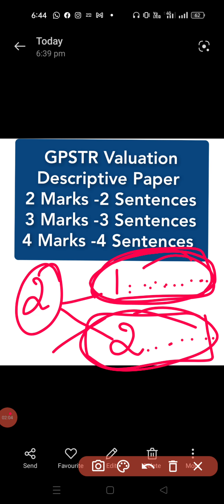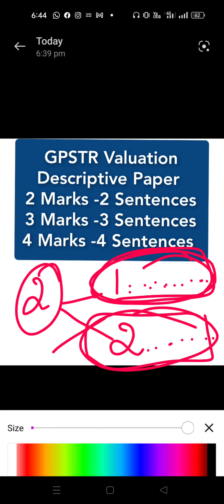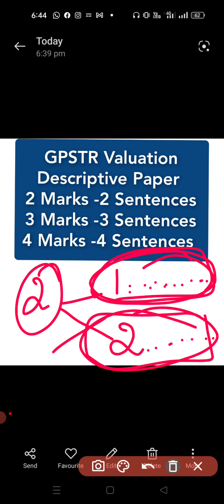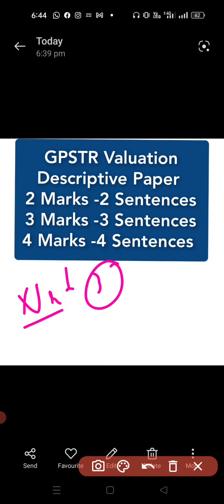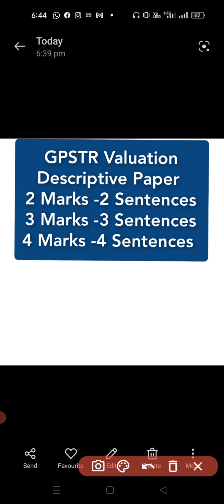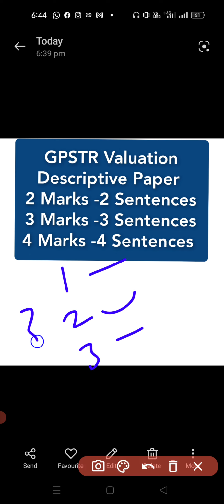Suppose they are asking you a 3 marks question. Don't think that you should write a very long answer so that they will give you marks. For example, assume they asked you in a science paper to explain or mention Newton's 3 laws of motion. Here you should explain the first law, second law and third law with a sentence each. That's enough for 3 marks.